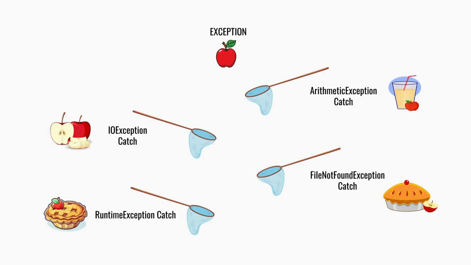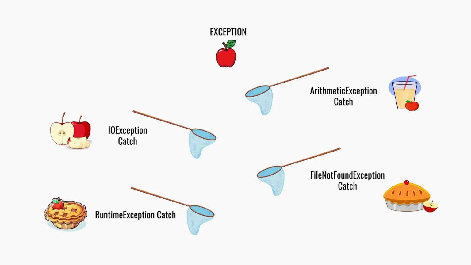Let's take a simple example to understand the multiple exception approach better. Imagine you have an apple that represents an exception and there are various nets that represent different catch blocks which process the apple differently. One of them uses it to make apple juice, whereas the other uses it to make a pie. Now, whichever net catches the apple first will process it, and the other catch block will not process anything, as there is only one apple.